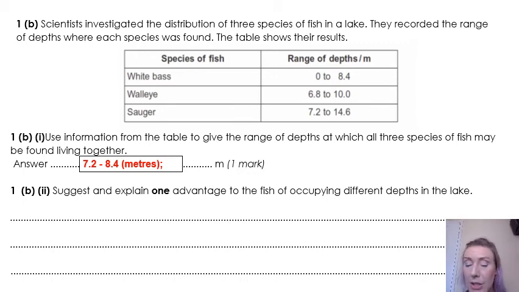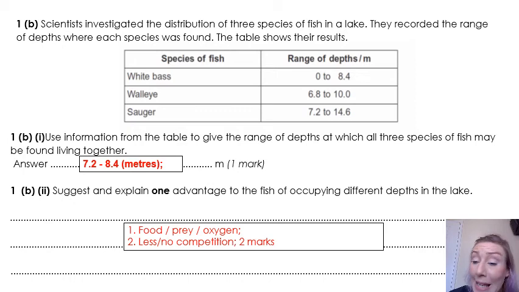Okay, so here's the question I was talking about. Suggest and explain one advantage of the fish occupying different depths in the lake. They haven't said different niches, but that's what they're talking about. By being in different niches, we've got this idea that there's less or no competition, and the things they accepted in this question, because these were fish, were food, or prey, which is a different way of saying food. The fish are eating other small fish, etc. And oxygen, because they need to be able to absorb oxygen for respiration across the gill surface.